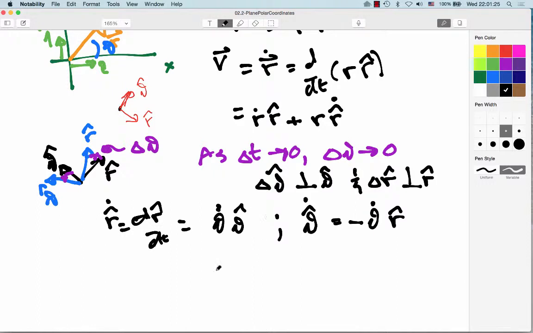So when I differentiate, going back to my velocity here, we said that that was equal to r dot r hat. Okay, that's all good. Plus r, but we've just worked out that r hat dot is theta dot theta hat.